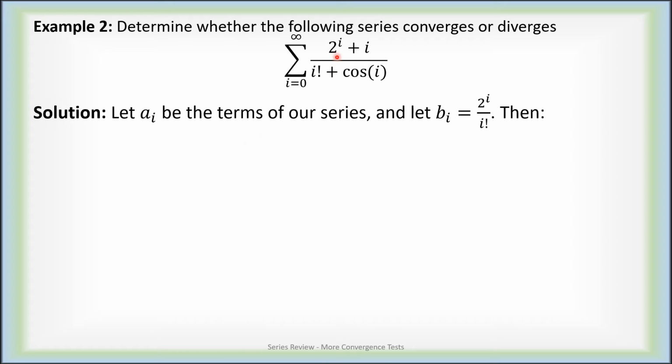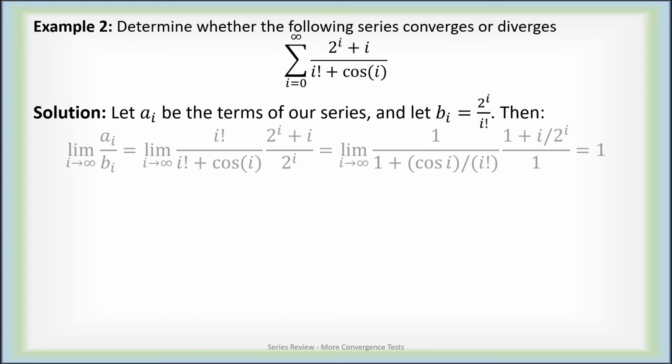Now our numerator, 2^i + i, as i gets larger, is basically just 2^i. And our denominator, i! + cos(i): the cosine is pretty small, it's between plus or minus 1, and i factorial is much bigger than that. So more or less, we expect this to behave like 2^i over i!. So that's what we let b_i be.